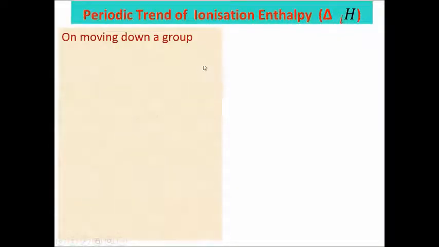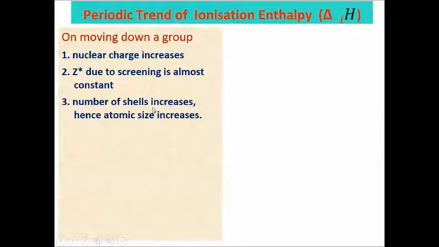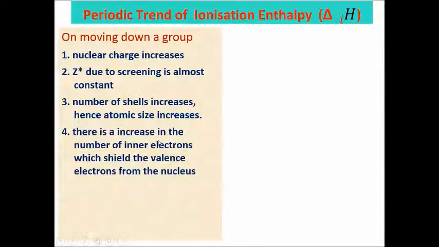Now let's see the periodic trend along the group and also along the period. When you move down a group, what happens? We know that nuclear charge increases, but effective nuclear charge is almost constant going down the group. The number of shells increases, and that's why the atomic size also increases. And there's an increase in the number of inner electrons which shield the valence electron from the nucleus. With all these points, we can understand that ionization energy decreases down the group.